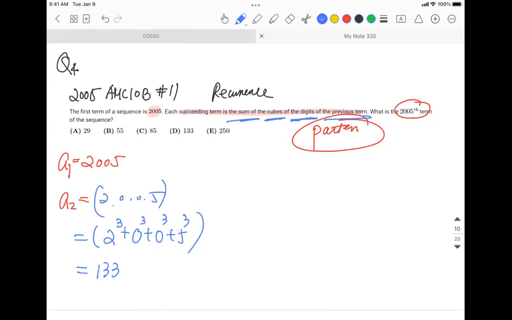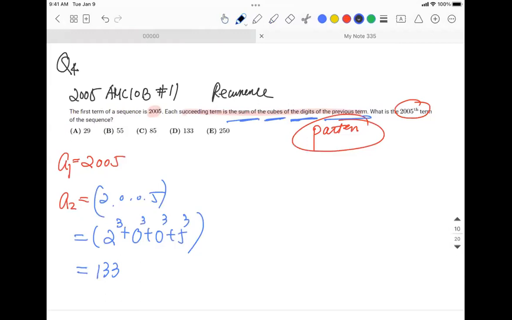I started listing out the terms and I found that after the fourth term, it repeats back into 250, which has the same digit cube sum as 2005 because they both have a 2 and a 5. So there is a repeating pattern there, of 3 numbers, so I divided 2005 by 3 and then went from there. Is it right? That's a brilliant observation.